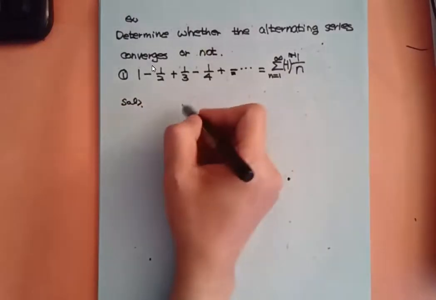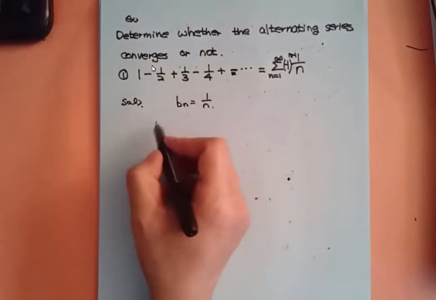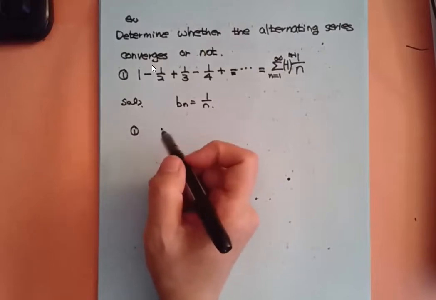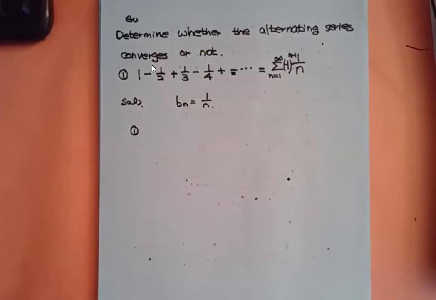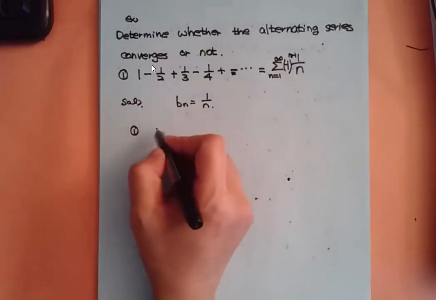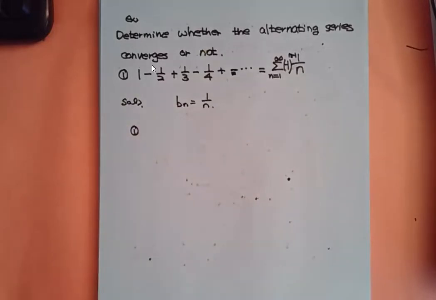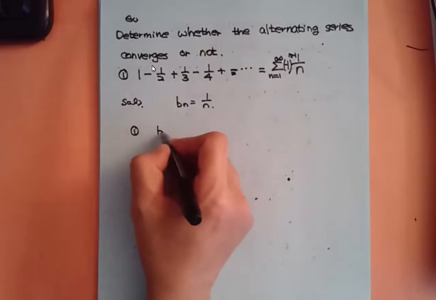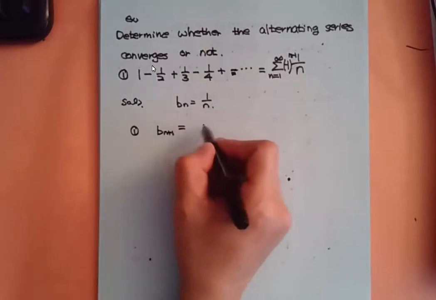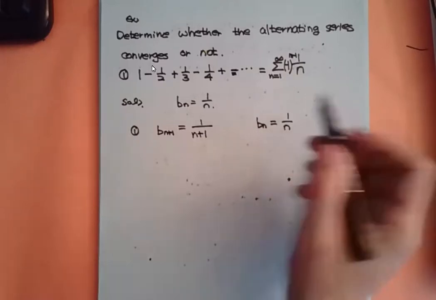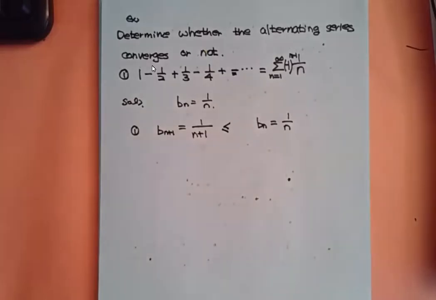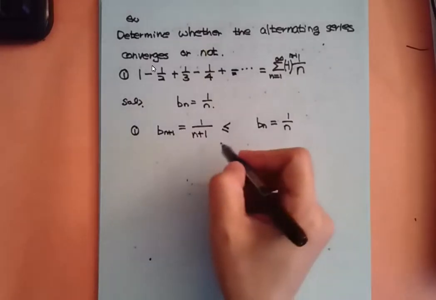So in this case, bn is 1 over n. When we check the alternating series test conditions, you have to check whether the series decreases, and then the limit should go to 0. First, we think about bn plus 1, which is 1 over n plus 1. When we compare that with bn, which is 1 over n, bn plus 1 is smaller than bn. So that is obviously decreasing.